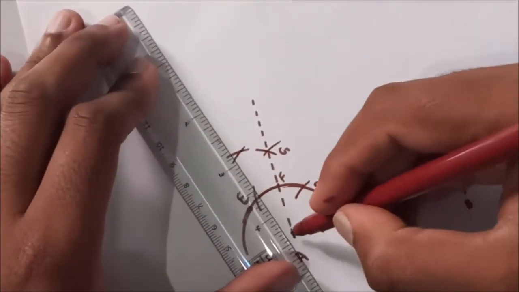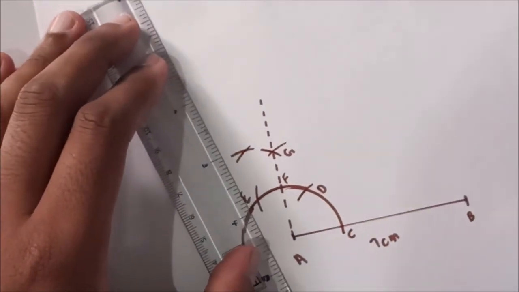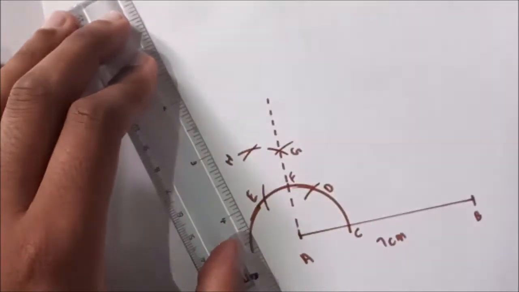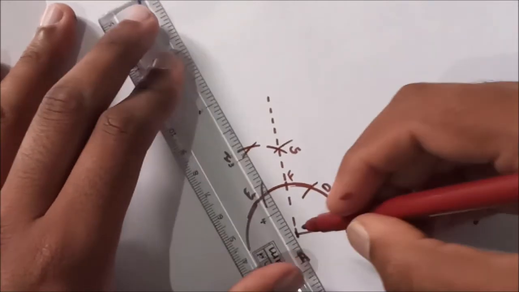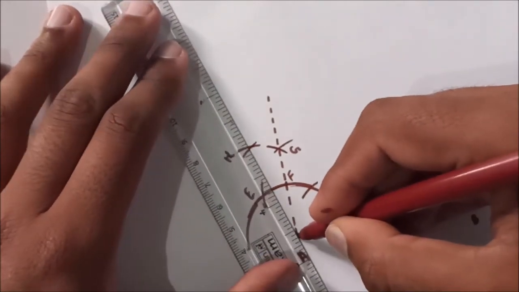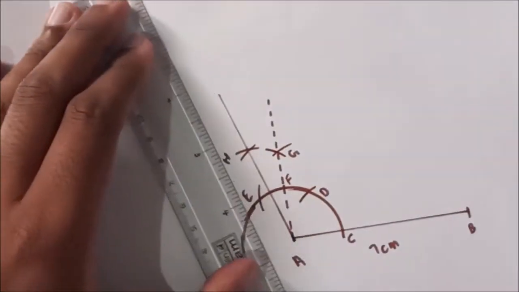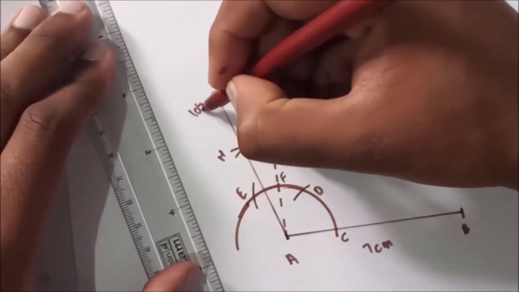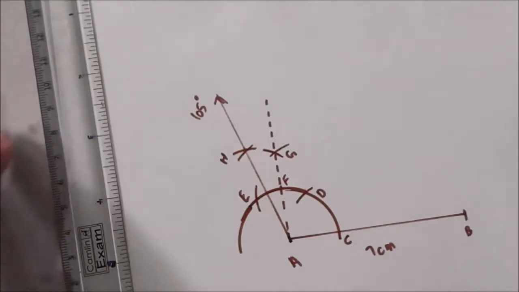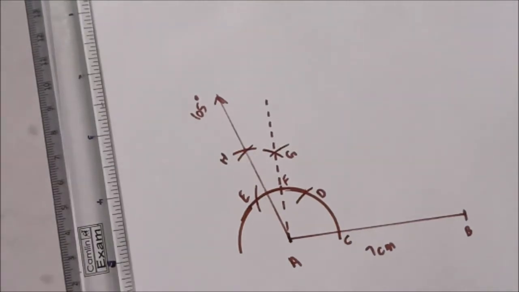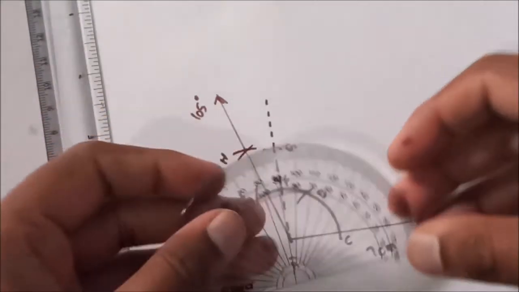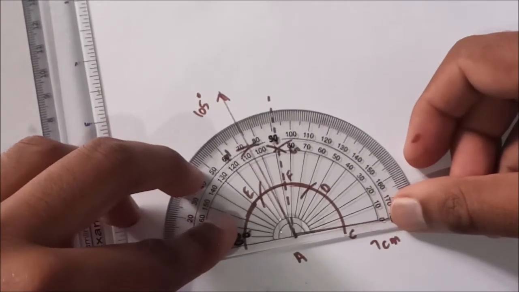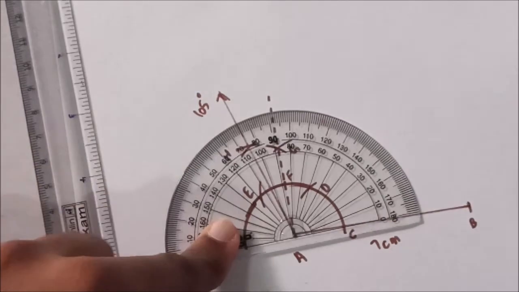Now I'm going to join. I'll make this point as H, the point of intersection. Now I'll join E and H. Now this angle is 105 degrees. Okay, so I'll just check. We are going to check using a protractor.